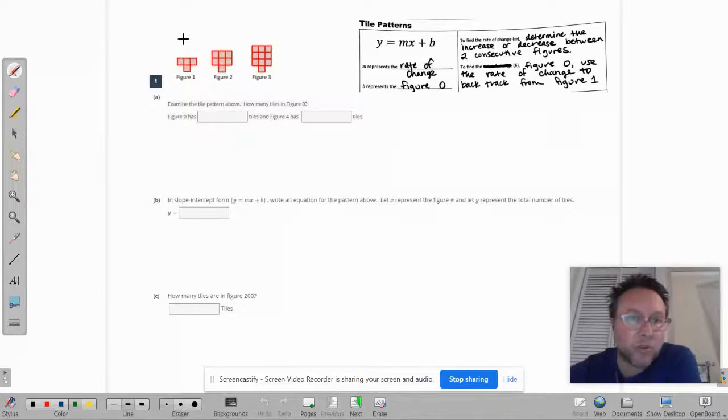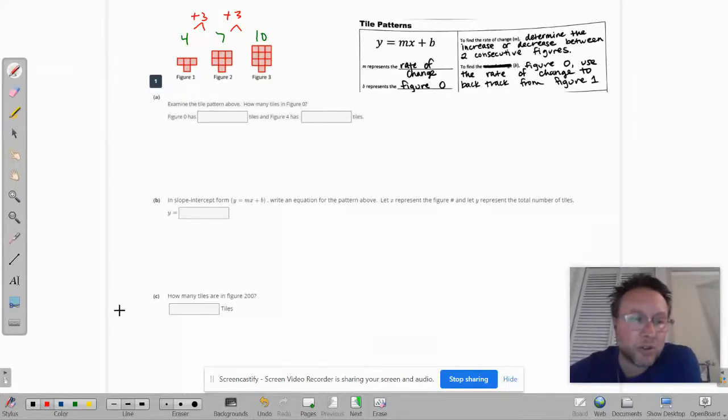So it's 1, 2, 3, 4. So what I would do is write the number of tiles: 1, 2, 3, 4, 5, 6, 7, 8, 9, 10. And then I want to take a look at how this is changing each time. Well, from 4 to 7, that's a change of 3. And from 7 to 10, that's also a change of 3. So it looks like it's going up by 3 each time.